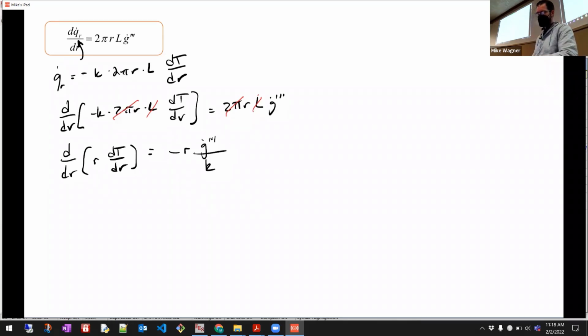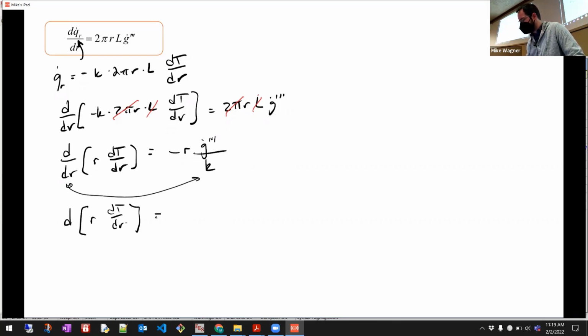Okay, so how do we solve this for temperature? Well, if we look at the right-hand side, we have something that's a function of r on the right-hand side, and we have a differential of a term. So what we can actually do is bring this dr over to this side and just say, okay, this differential of r dT/dr is equal to minus r g dot triple prime over k dr.